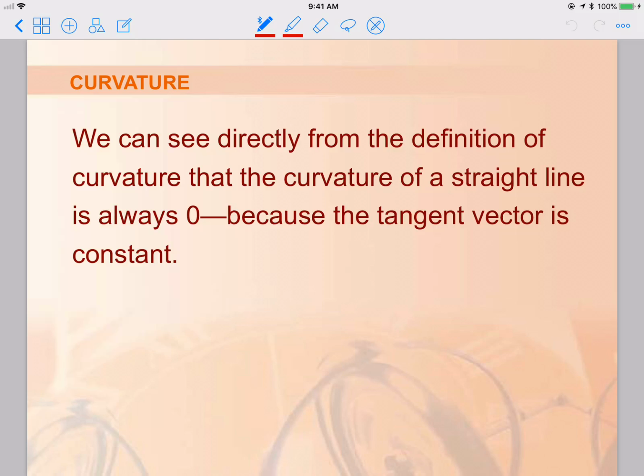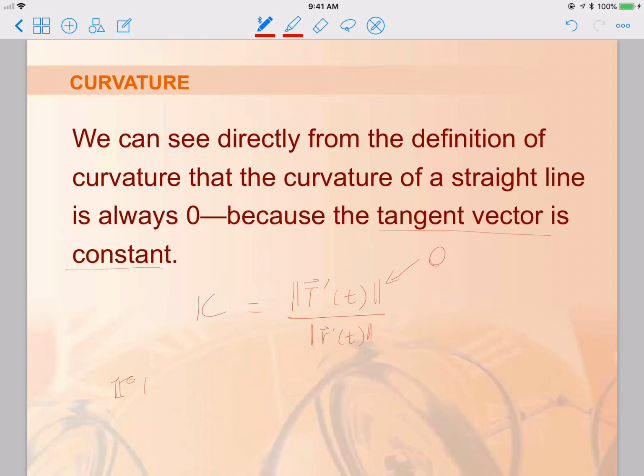Okay, we can see directly from the definition of curvature that the curvature of a straight line is always 0. So curvature is the derivative of the unit tangent vector, but the unit tangent vector is going to be constant, so its derivative is going to be just the 0 vector. So that numerator is always going to be equal to 0 because the tangent vector is constant, right? Because it's a line. Are y'all with me there?